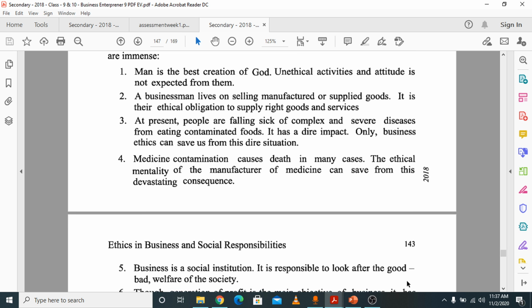A businessman lives on selling, manufacturing or supplying goods, so it is their ethical obligation to supply the right goods and services to the society, because a businessman also lives in this society. So if he is practicing unethical issues, one day it will also affect him. That's why businessmen have to follow ethical issues.